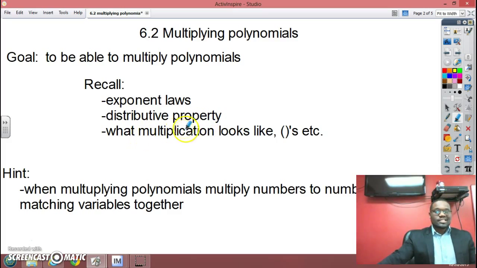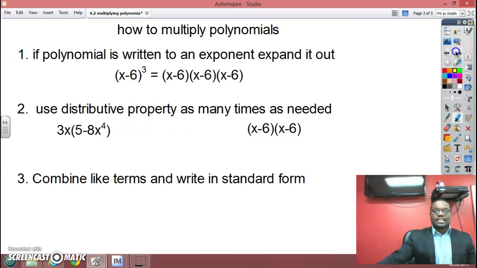Remember what multiplication looks like, where you've got parentheses right next to one another, understanding what a term is and things of that nature. Just take a little inventory of what you have before you jump into the problem. Now, I've got a hint here. It says when multiplying polynomials, multiply numbers to numbers. That means coefficients to coefficients, and matching variables together. So all the x's together, all the y's together, all the z's together whenever you multiply a particular term times itself.